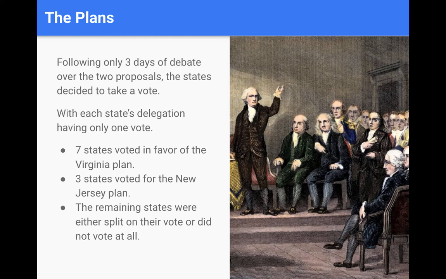After both of these get proposed, there's 3 days of debate over these two, and the states decide to take a vote. Each state's delegation only has one vote, one vote apiece. 7 states vote in favor of the Virginia plan, 3 of them vote in favor of the New Jersey plan, and the remaining states, either their delegates were split or they didn't vote. As you can look at, even with passing a basic thing, that super majority, we don't have that here. We have a majority, but not a super majority. So there's not enough to really move anywhere from here. Neither plan is gaining enough traction to be able to become anything.